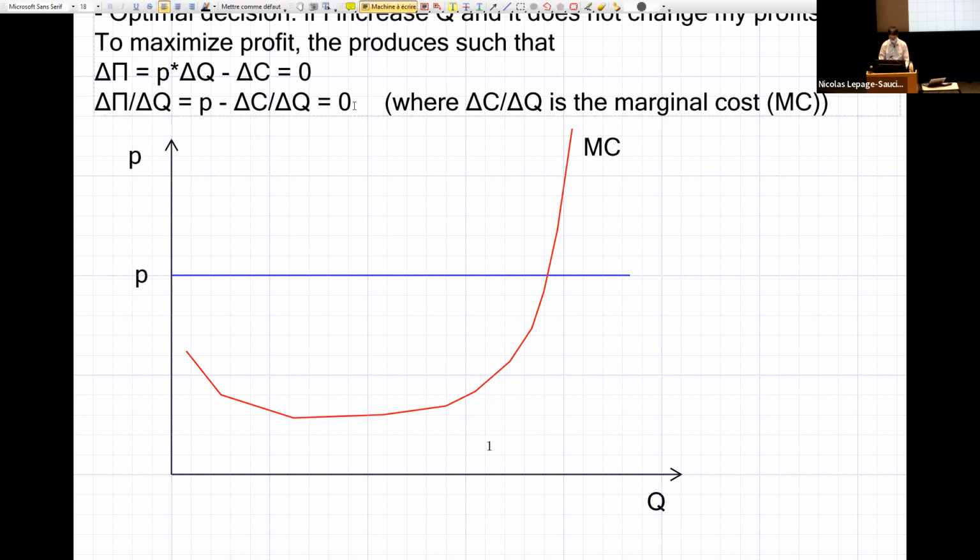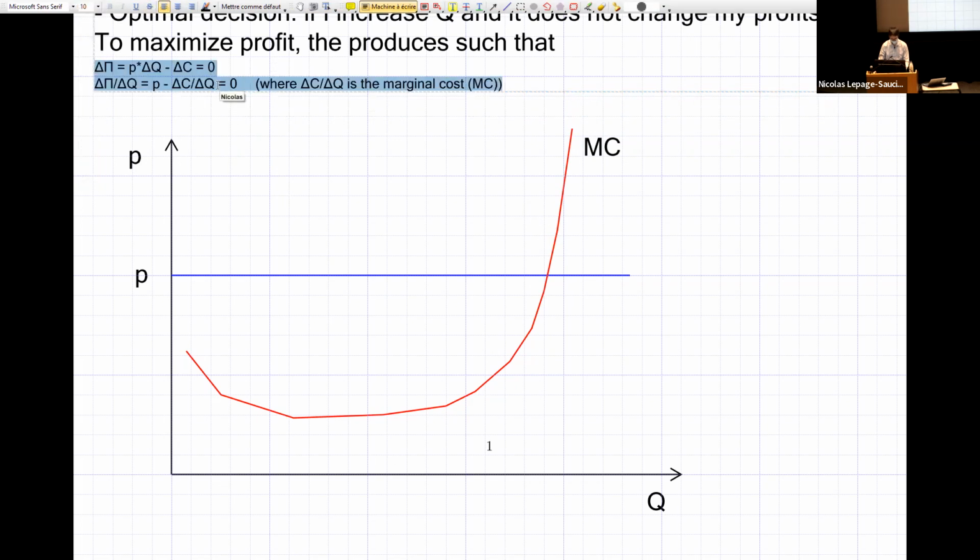Okay, so what I'm going to do is make this a bit smaller. I just wanted to have a neat expression, because that's the important thing. Say that again? Why the change in profit has to be equal to 0?